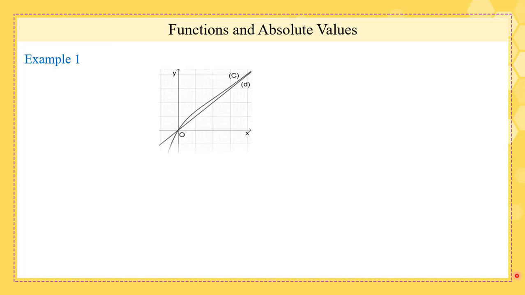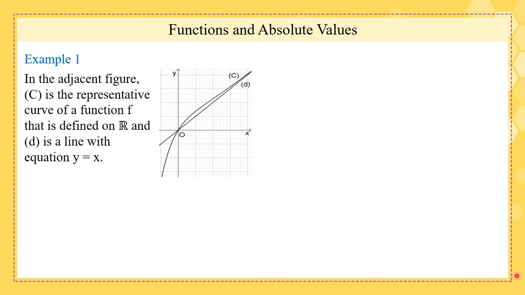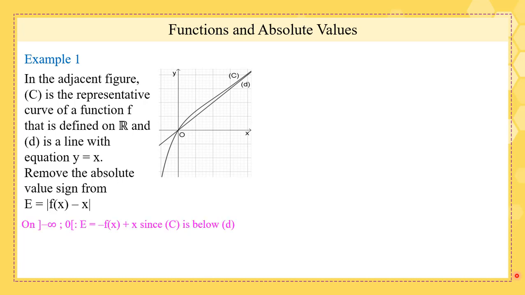Example 1. In the adjacent figure, C is the representative curve of a function f that is defined on R, and D is a line with equation y equal x. Remove the absolute value sign from E equal absolute f of x minus x. Solution: on interval minus infinity 0, E equal minus f of x plus x since C is below D.